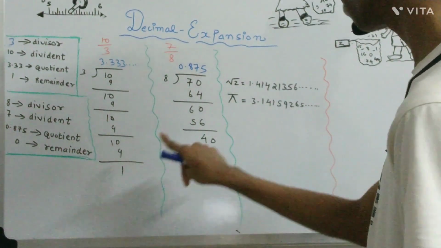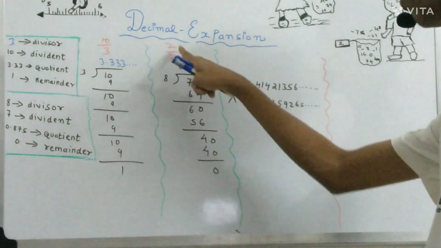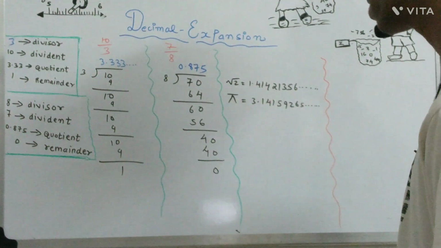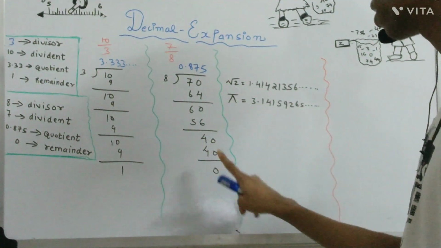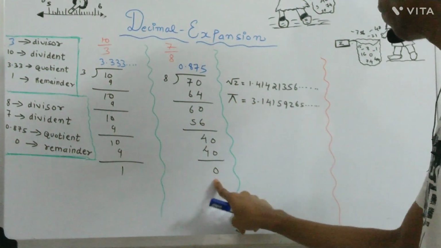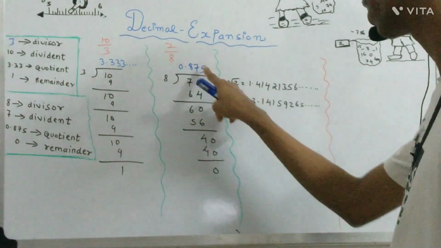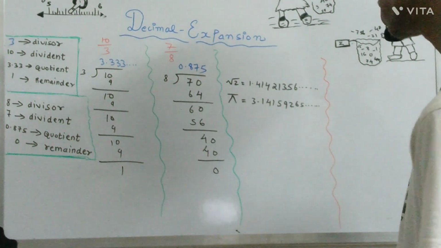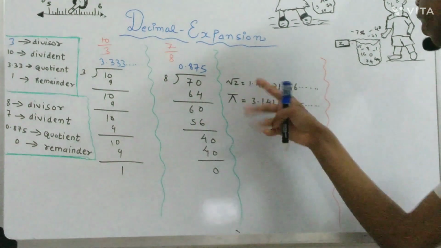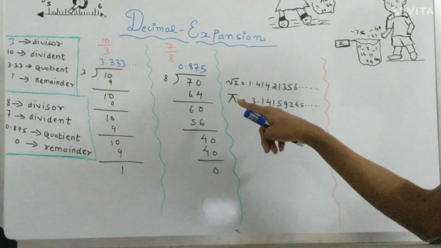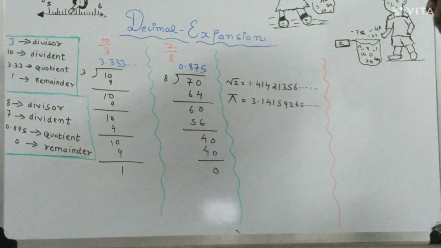Similarly, here I have written 7 by 8. In this particular division we observe that our remainder is equal to 0 and we get the quotient 0.875. And here I have written the expansion of root 2 and pi.